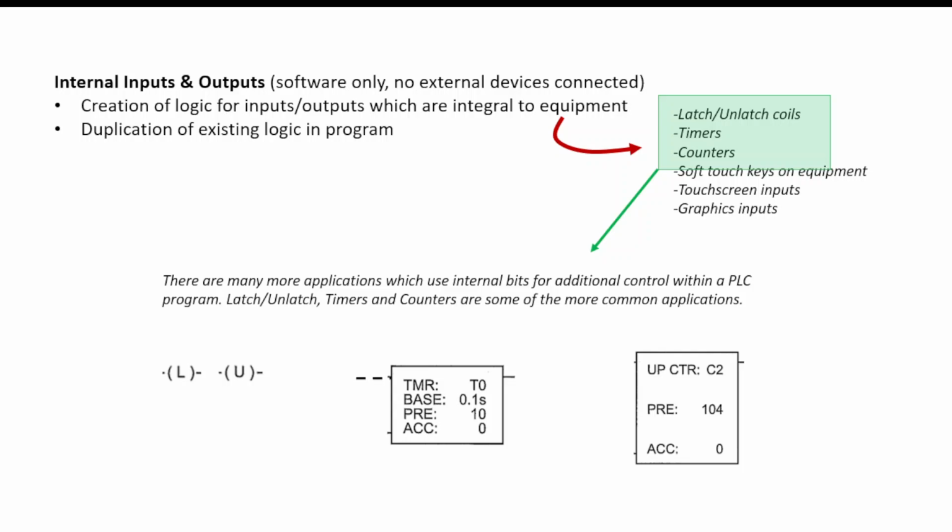If we take a look at internal bits for latching and unlatching and timers and counters, it's going to be doing the same type of thing. It's something that is an application that uses internal bits for additional control. These are the most common applications. So let's start with a latch and an unlatch coil.